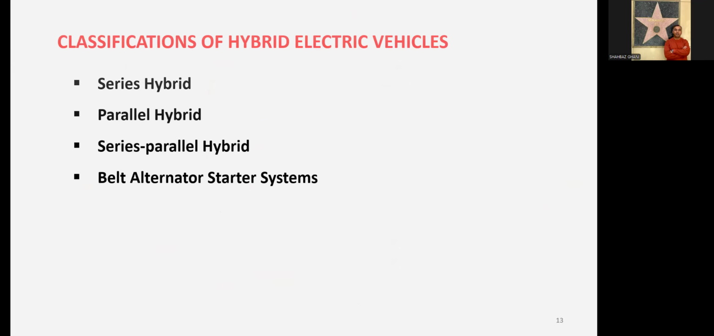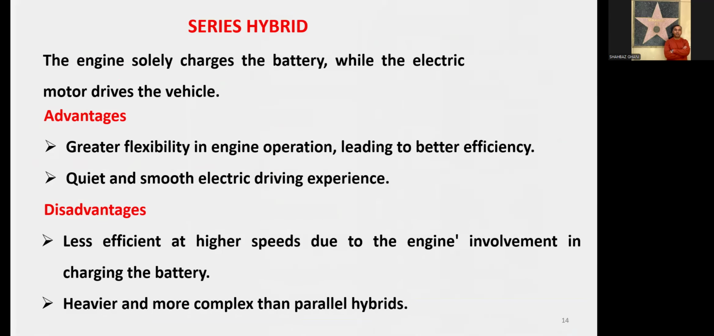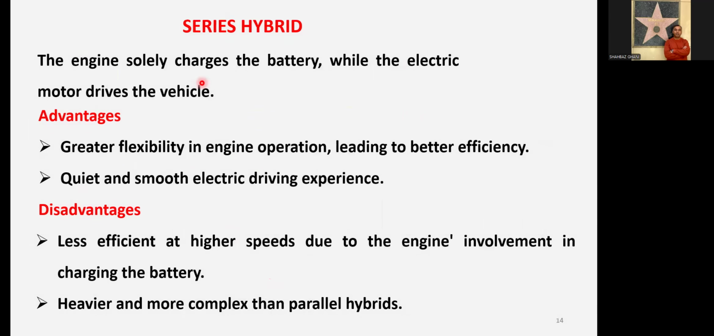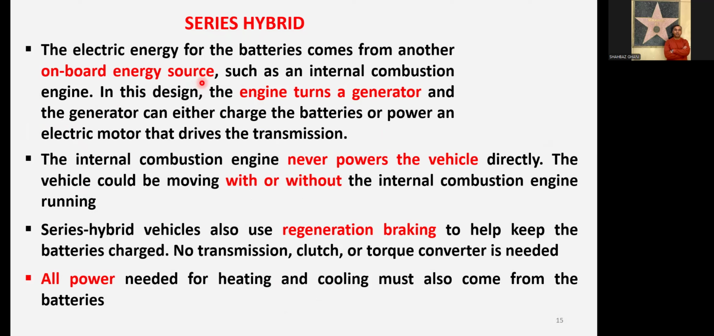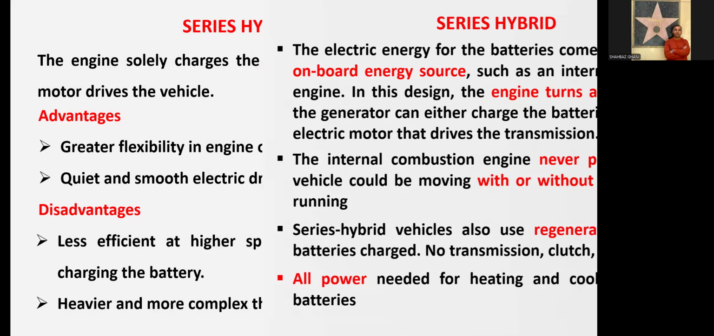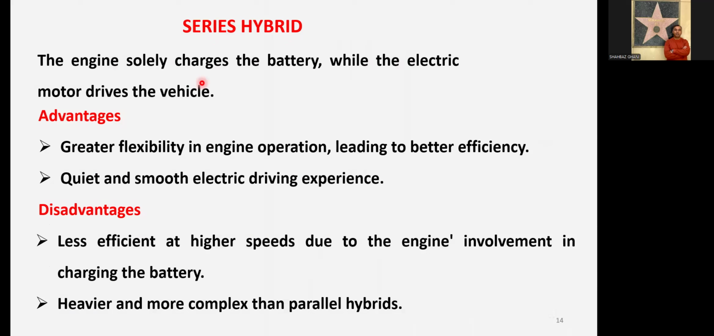Now, in the second portion, we have studied the classification of hybrid electric vehicles. In this, we have studied four classifications: the series hybrid, parallel hybrid, series parallel hybrid, and belt alternator starter system. In the first, the series hybrid, the engine solely charges the battery while the electric motor drives the vehicle. So we have studied the advantages and disadvantages.